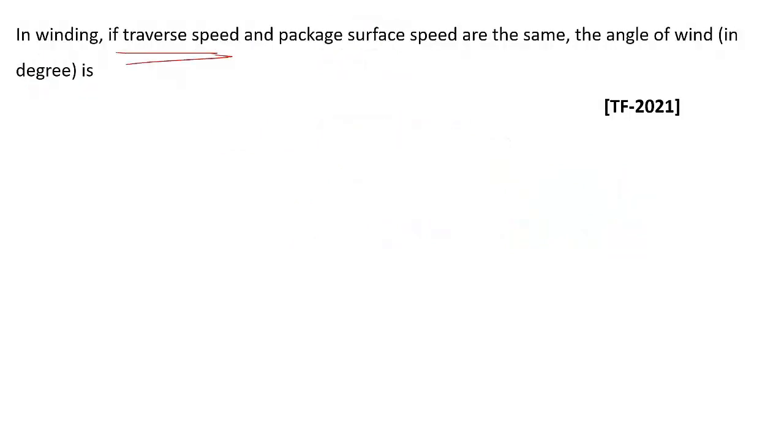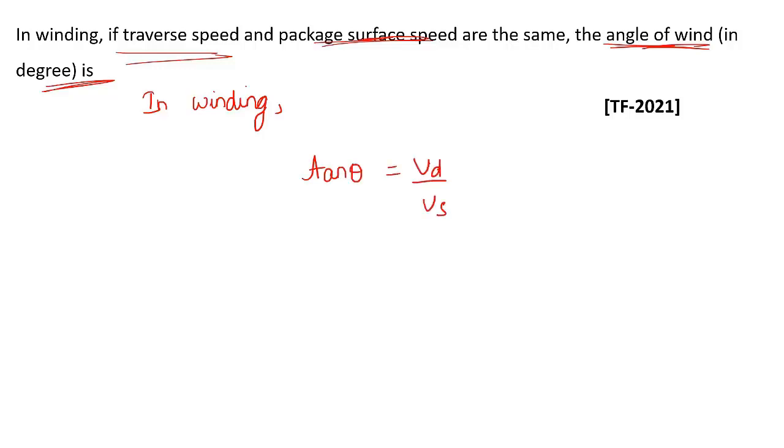In winding, if the traverse speed and the package surface speed are same, then the angle of wind in degree is. So this is a fabric manufacturing type numerical NAT question. It is also a 1 mark question. So if you know, in the winding process, the angle of wind is represented by theta, so tan theta is equal to Vd upon Vs. Vd and Vs are the traverse speed and the package surface speed. If these are the same, then the value comes out to be 1. So you have to find the wind angle.